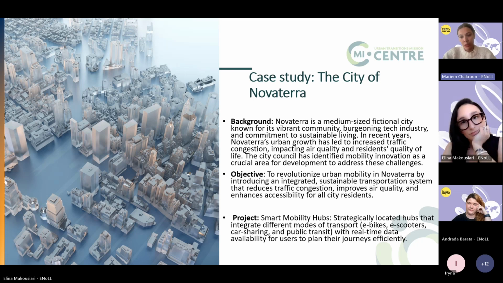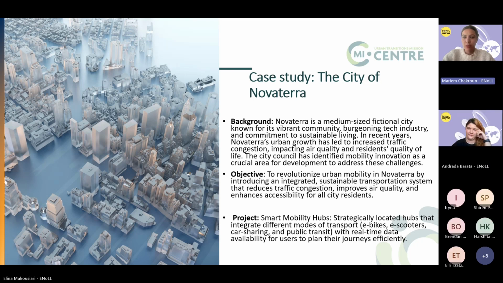So the objective is to innovate urban mobility in this city called Novatera by introducing an integrated sustainable transportation system that reduces traffic congestion. The project we are proposing here is to create localized hubs that integrate different modes of transport, between e-bikes, e-scooters, car sharing, or public transit, with real-time data availability for users to plan their journeys efficiently. So this is the case study, and I give the floor back to Elena to introduce the exercise.